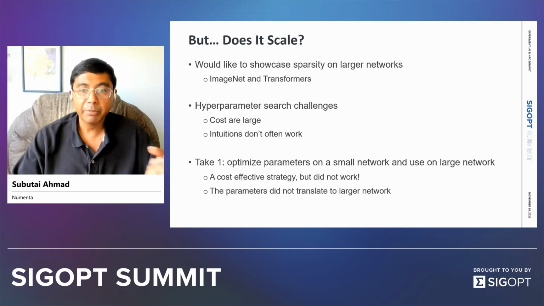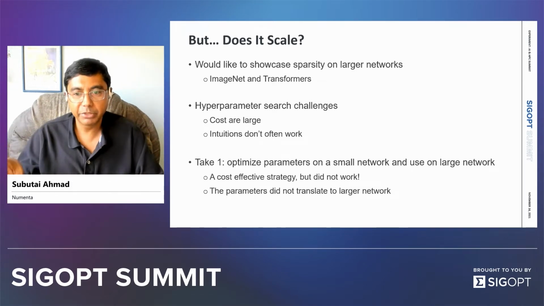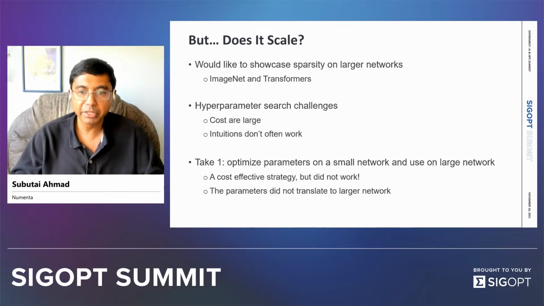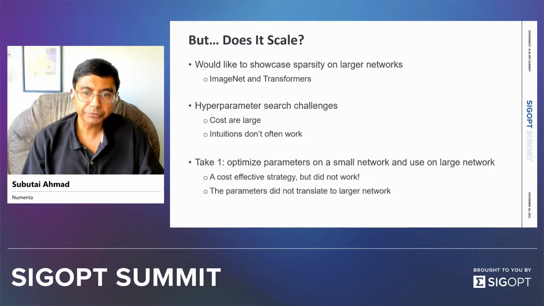So one common strategy that's often used is you optimize your hyperparameters using a small network, and then use those hyperparameters to train a large network. This is cost effective because you're mostly training small networks. But unfortunately, it does not always work. In particular, with sparse networks, we found this strategy does not work. The parameters that you got from training a small network did not always translate to a large network.